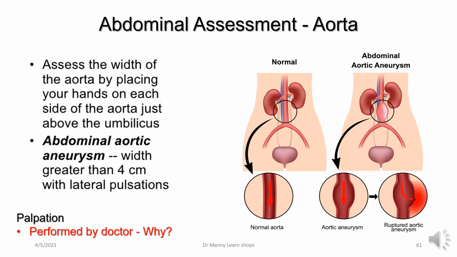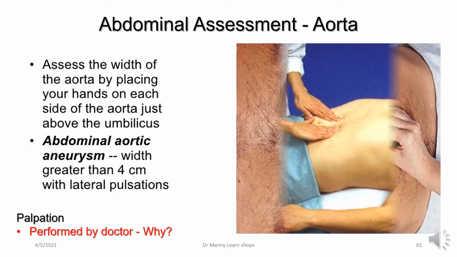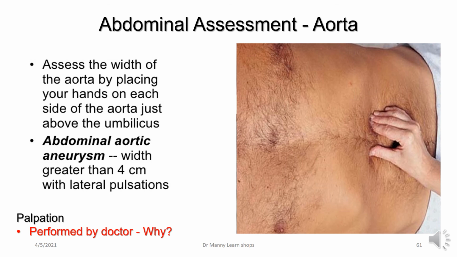Then you've got assessment of the abdominal aorta. This is to assess the width of the aorta by placing your hands on each side of the aorta, which is just above the umbilicus. And this is to assess an abdominal aortic aneurysm. A width of greater than 4 centimeters with lateral pulsations is diagnostic. It's performed by the doctor because there's a potential for rupture. In other countries, it's performed by nurse specialists that are trained and experienced to assist the doctor. It's potentially dangerous because the aortic aneurysm could rupture.